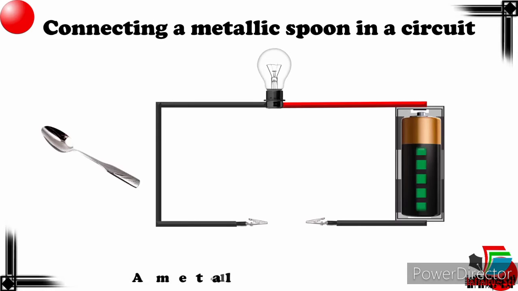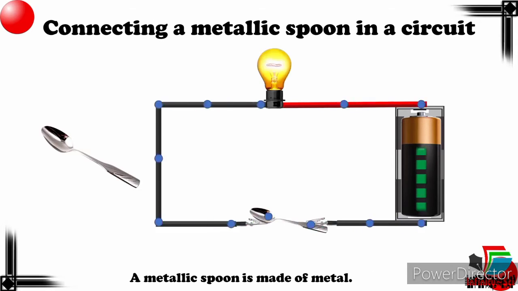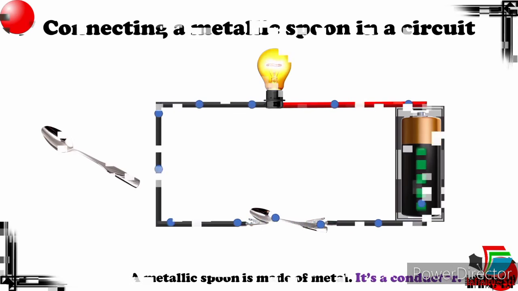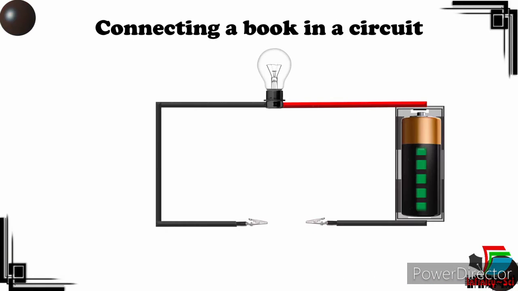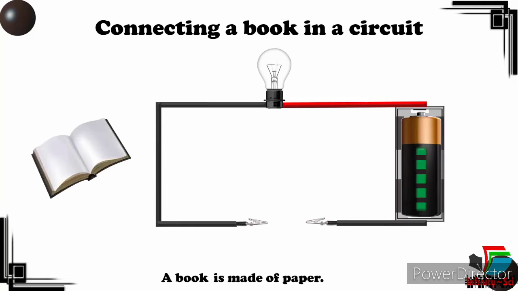So we'll pick up the materials that we use. First, we go with a metal spoon. You already know a metal spoon can be made from gold, copper, iron, and even what? Silver. So if I put it, current will flow through it. Why? Because there is free space for the electrons to pass through. But if I put a book, on the other hand, the bulb will not light up.